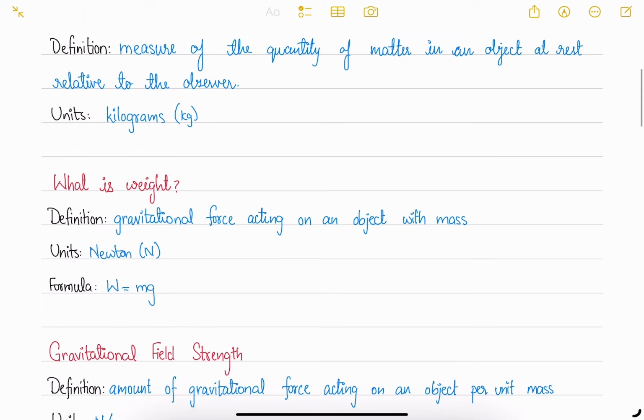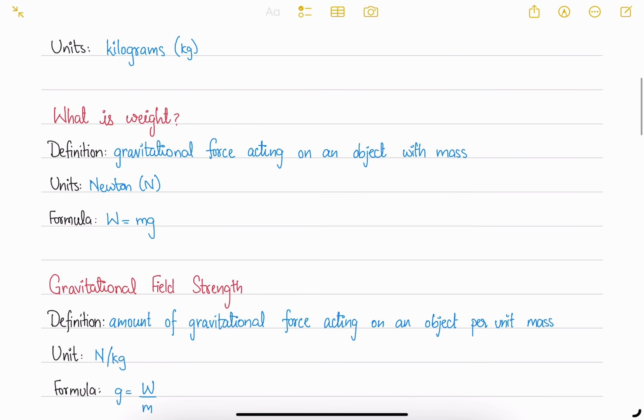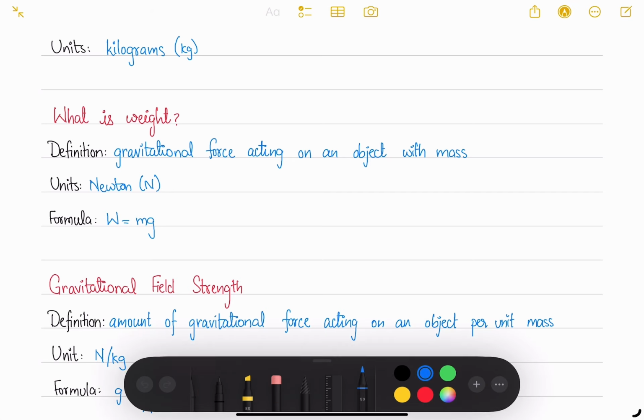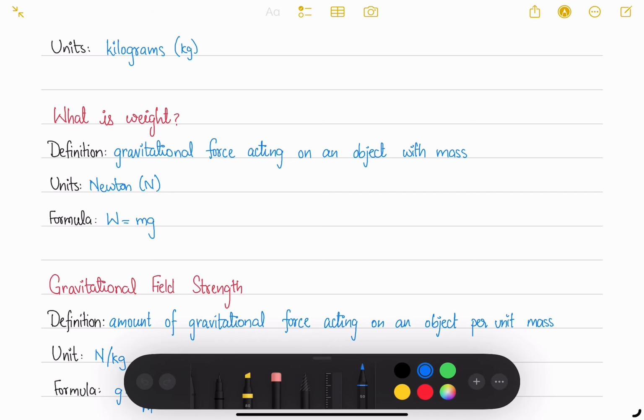Then we have the gravitational field strength. Gravitational field strength is the amount of gravitational force acting on an object per unit mass. As I said, in the formula W = mg, the g is the gravitational field strength. So, when we rearrange for gravitational field strength, we will have g = W/m. The mass will go on the other side, and since it's in multiplication over here, on the other side it will be in division, so it will become g = W/m.